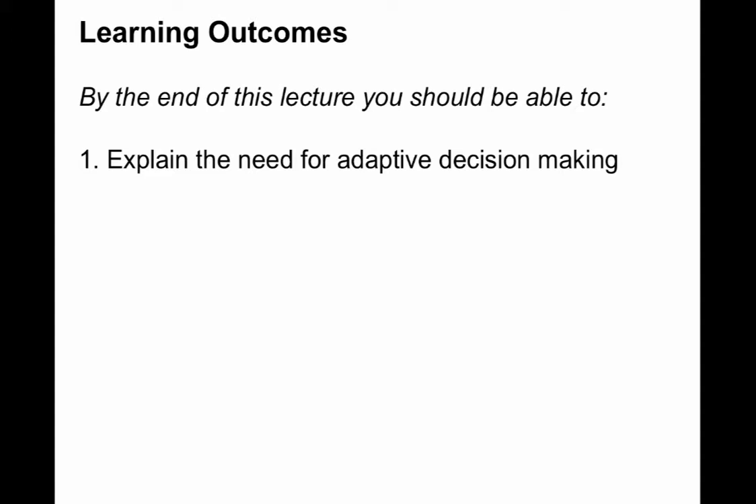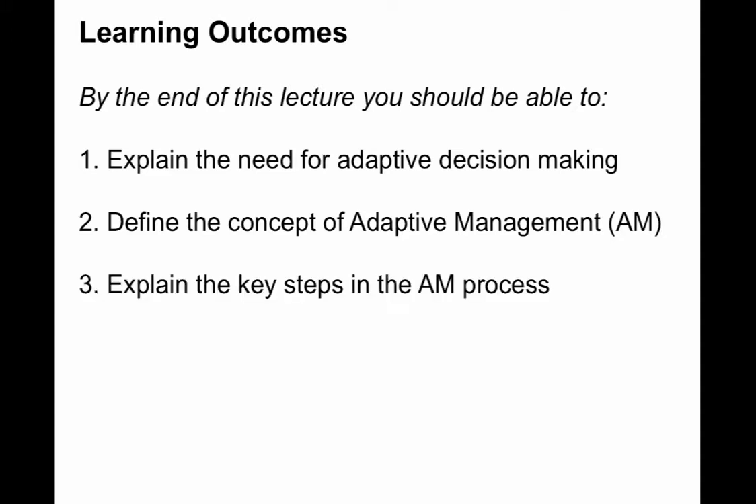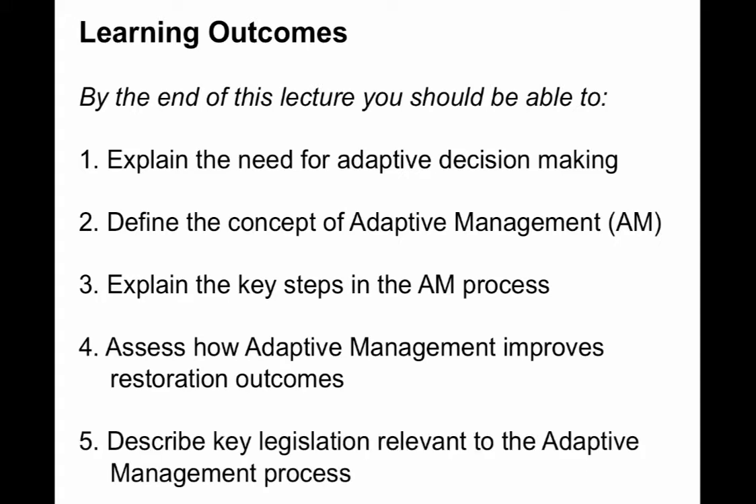First, you should be able to explain the need for adaptive decision-making approach, and you should be able to define the concept of adaptive management, or AM. Third, you should be able to explain the key steps in adaptive management process and describe how this process improves restoration outcomes. And finally, I would like you to have some understanding of the key legislation relevant to the adaptive management process, primarily when working with federal partners or with federal agencies.